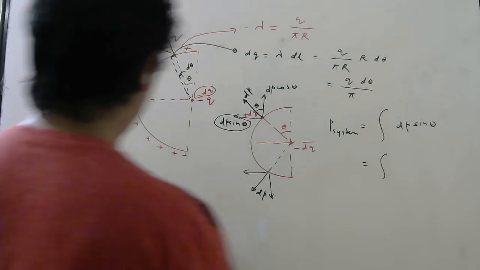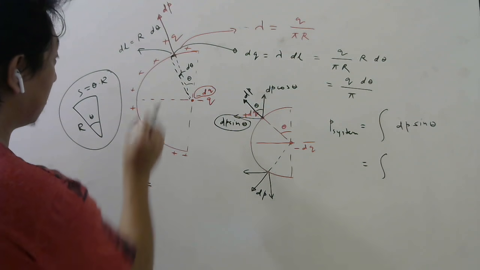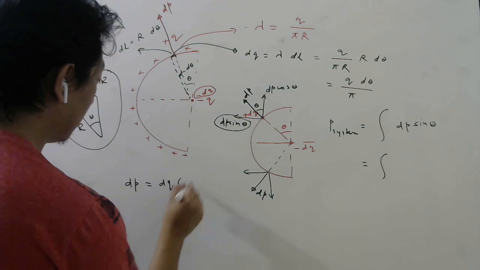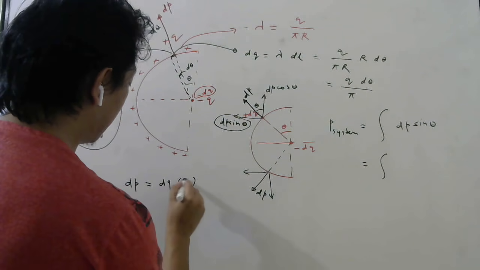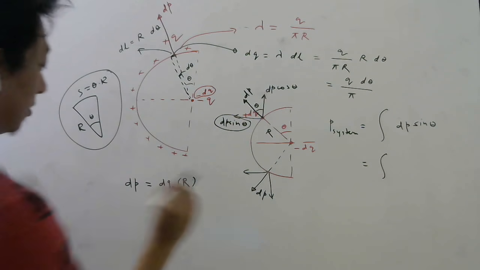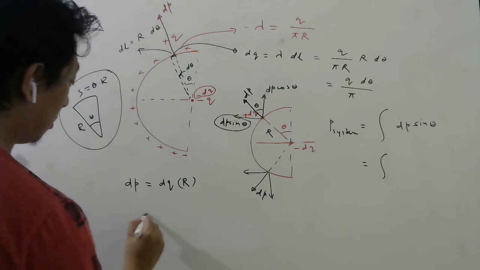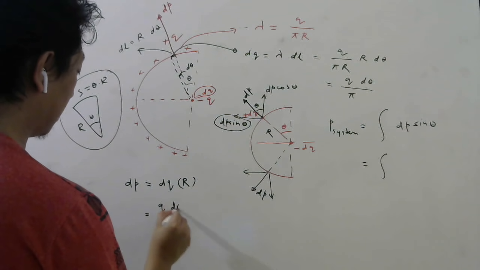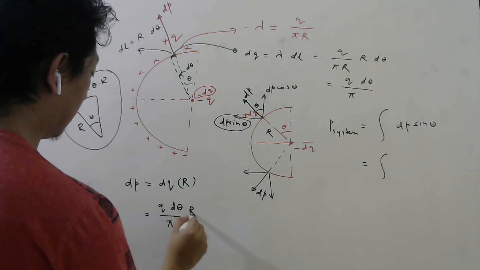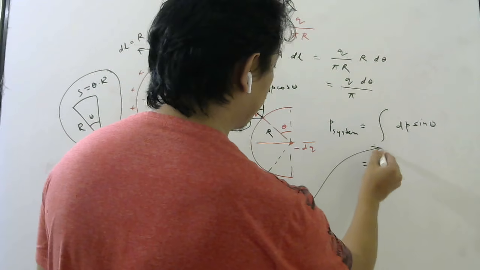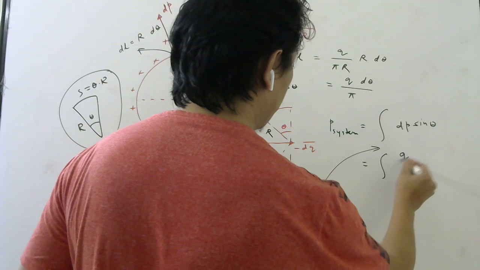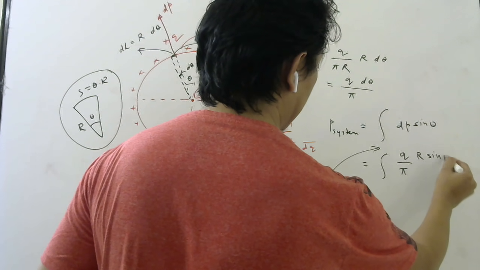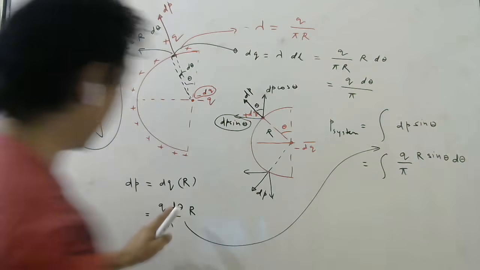Now what is dp? dp is the magnitude of minus dq and plus dq, so dq times the distance between them, which is nothing but the radius r. So this is your dipole moment. And dq I already found: dq is q d theta by pi. So dp is q d theta by pi into r. Substituting this dp here, what will I get? Q by pi r sin theta, and at the last let me write d theta.